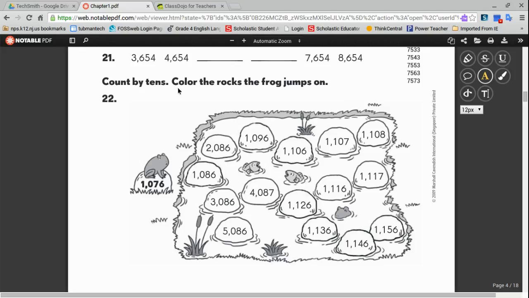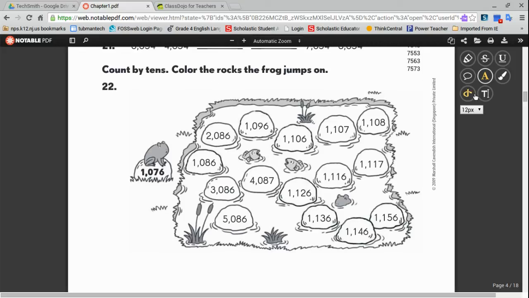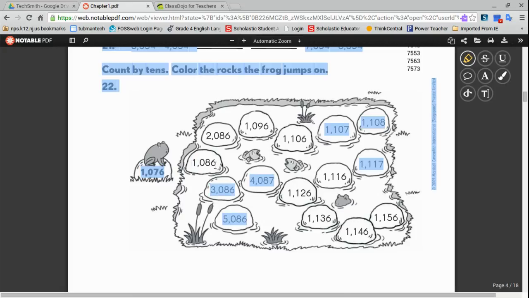Let's do 22. It says count by tens, color the rocks the frog jumps on. So again, we're counting by our tens place value. So if we look at our tens place value, it's right here, and that's 7. So we're going to leave the 1 the same, the 0 the same, and the 6 the same. And we want to make sure we're counting on by tens, which is over here. So right now this is 1076, and after 76, it's 86. So that would be 1086.